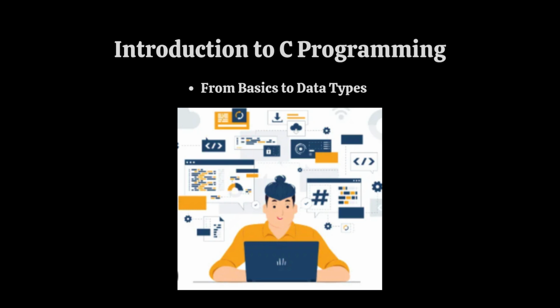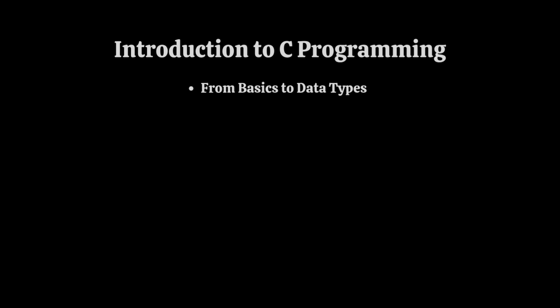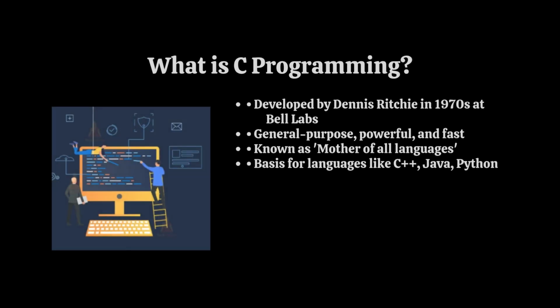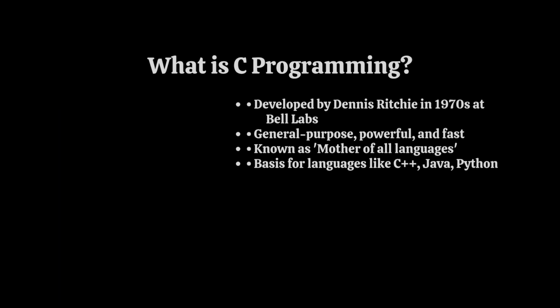Introduction to C programming from basics to data types. This is what we're going to learn today. So, what is C programming? C is one of the oldest, most powerful programming languages. It was developed by Dennis Ritchie in the 1970s at Bell Labs. It's fast, efficient, and forms the base for many modern languages like C++, Java, and Python.